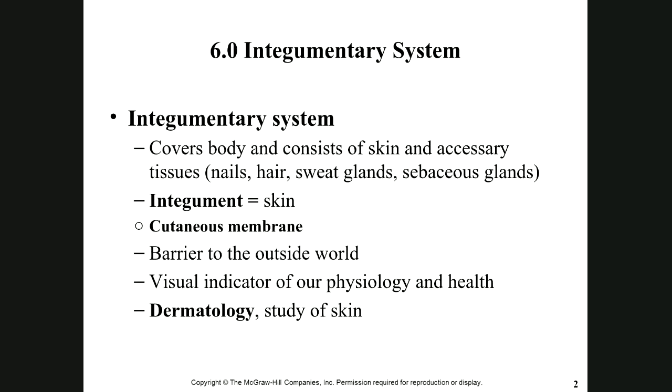In this chapter, I want to talk about the integumentary system. The integument is the skin which covers our body. The skin is also known as the cutaneous membrane. The integumentary system consists of the skin and its derivatives, like nail, hair, sweat gland, and sebaceous gland.